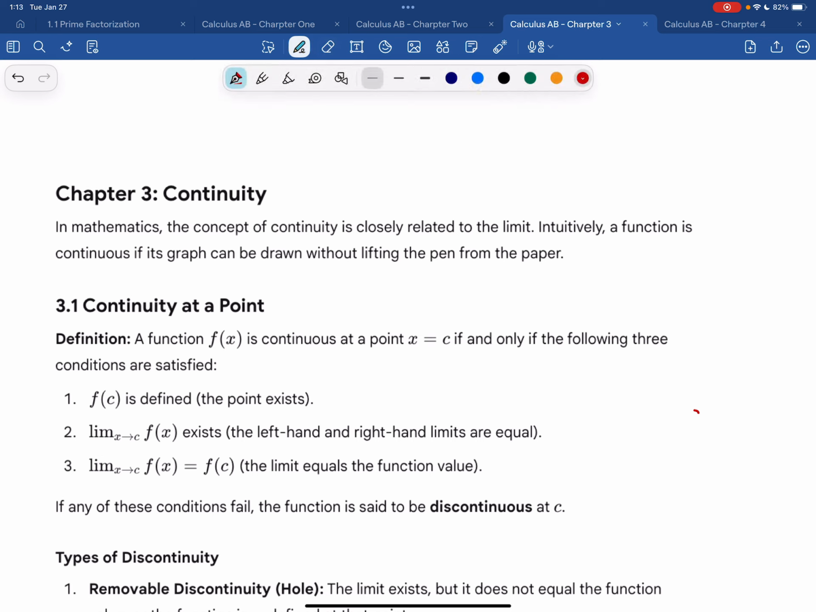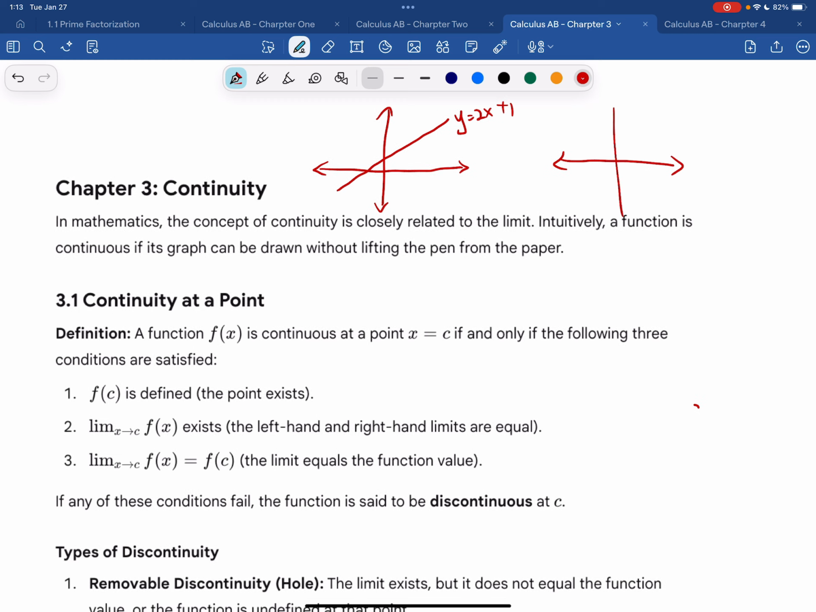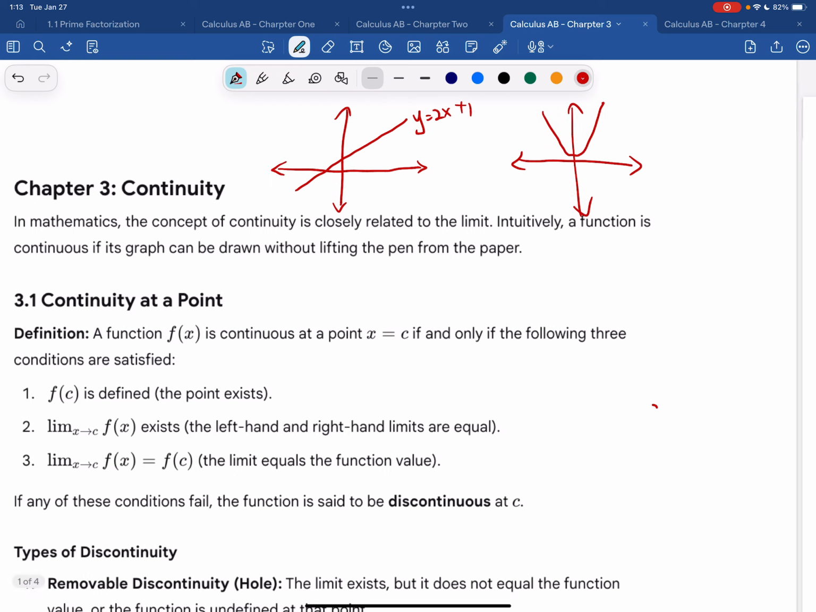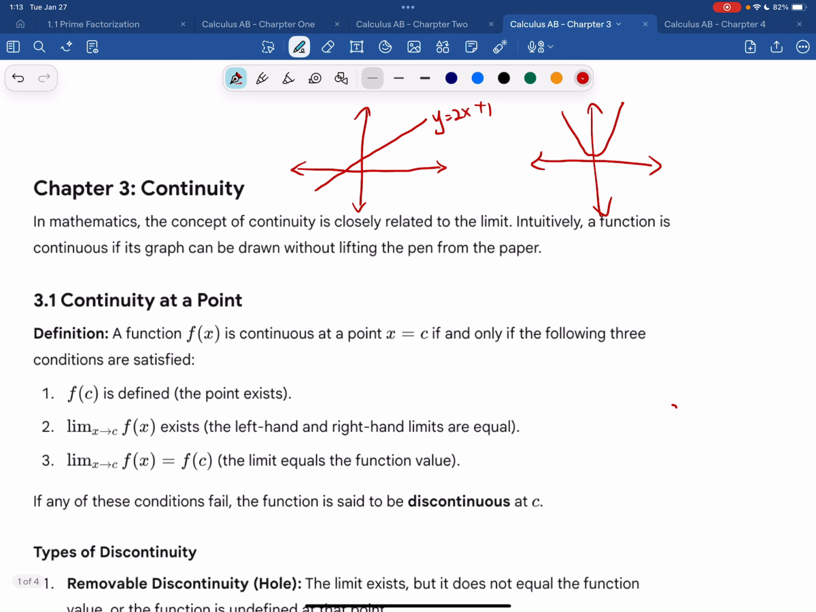For example, a linear function like y equals 2x, or 2x plus 1, is a continuous function. And so are quadratic functions like this. All of them are continuous. So what is not continuous? Something that is not continuous looks like this.